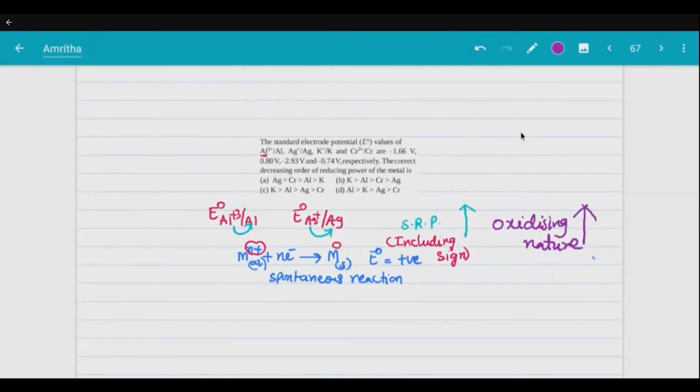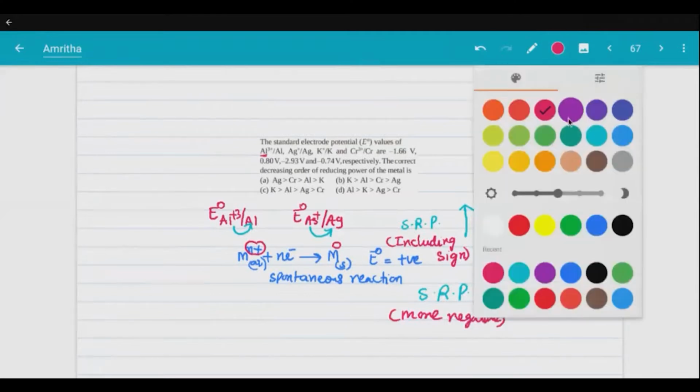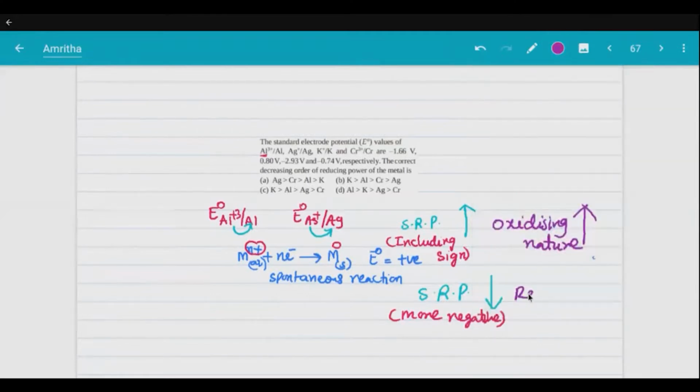If you remember this, reducing nature means opposite. If SRP is least, including sign, that means more negative. SRP least means more negative side, least value. Reducing nature is more. So you can remember any of this, either oxidizing nature or reducing nature. If you remember reducing nature, oxidizing nature is just opposite.